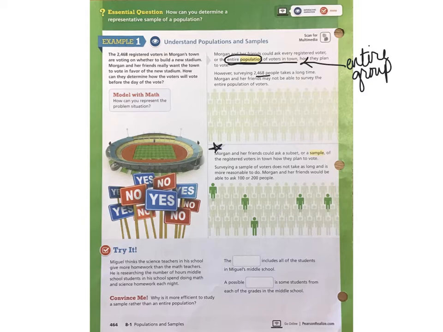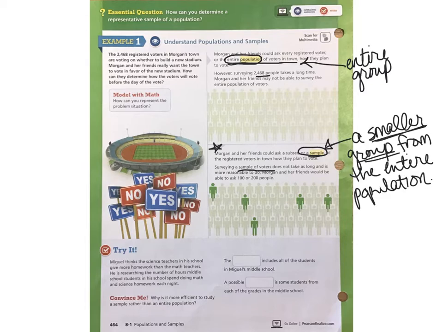Morgan and her friends could ask a subset, or a sample, of the registered voters in town how they plan to vote. Surveying a sample of voters does not take as long and is more reasonable to do. Morgan and her friends would be able to ask 100 or 200 people. In this case, as in all cases, a sample, or that subset, is simply a smaller group that represents everyone in the population. So in this case, the sample would be the sample of people that can vote.